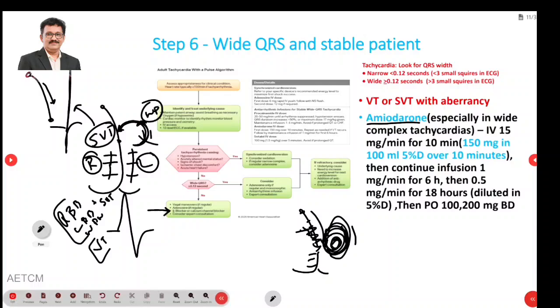I have told that SVT with aberrancy like RBBB, LBBB, you can still give beta blocker or calcium channel blocker. Better to avoid these drugs in WPW syndrome. That's why, for any doctor who is not well trained, amiodarone will be a better choice. Amiodarone can be given here also, here also. There is no issue, because amiodarone controls the rate and it can even control the rhythm.